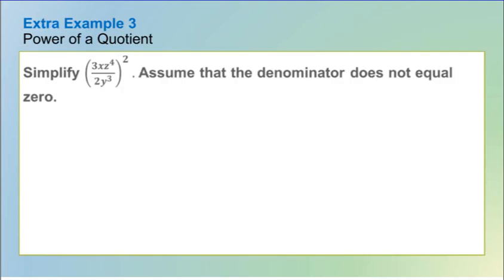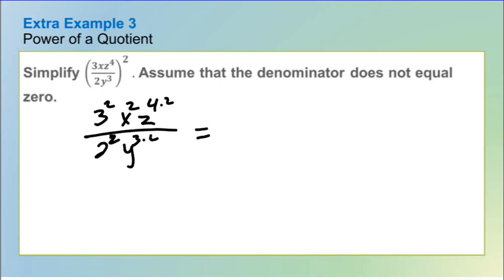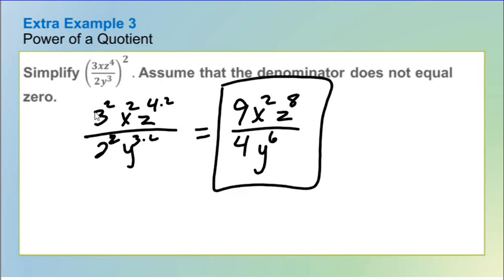Next, simplify this one. I have to raise everything to the 2nd power. So that's 3 squared, x squared, z to the 4th squared, divided by 2 squared, y to the 3rd squared. So when I simplify it, 3 squared is 9, x squared, z to the 8th, all over 4 y to the 6th power. And this would be my final answer. I cannot simplify that any further.